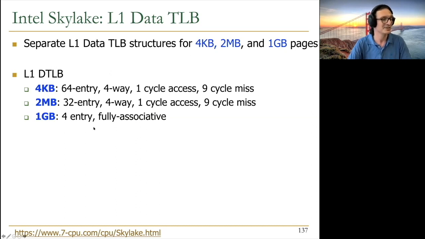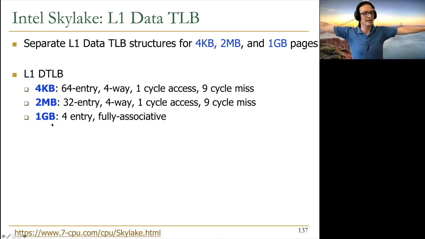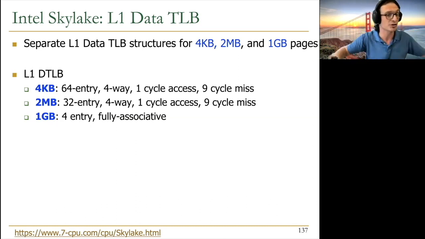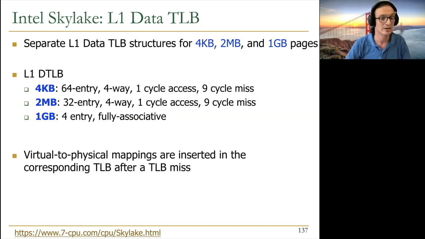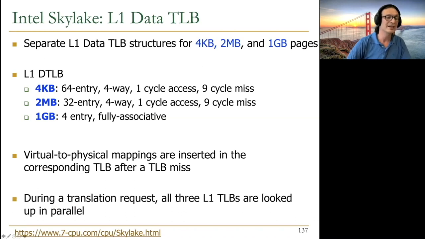That's too bad. So this TLB is actually quite powerful. Even though it has fewer entries, it's very powerful because it really spans a 4 gigabyte portion of the physical memory. Okay, virtual memory, I should say, but also physical memory, if you think about it from that perspective, right? And virtual to physical mappings are inserted into the corresponding TLB after a TLB miss, clearly. And during a translation request, all 3 L1 TLBs are looked up in parallel. So now you can see that it's complicated.